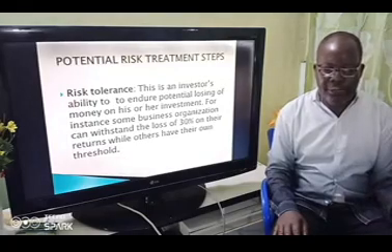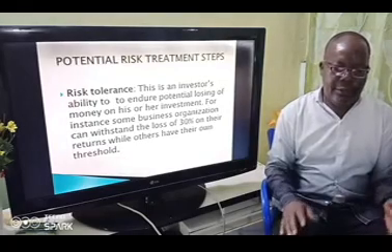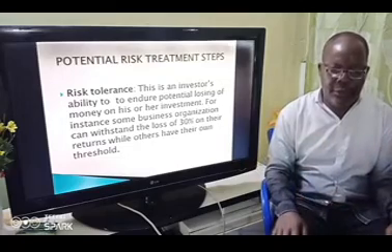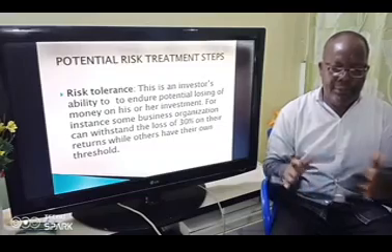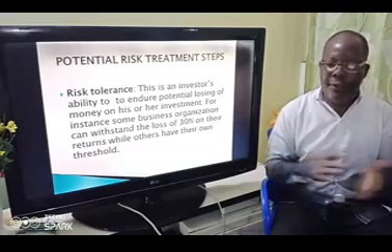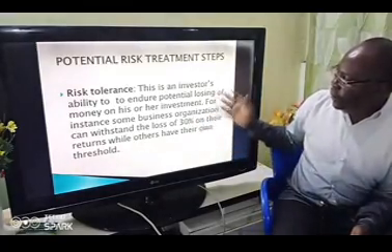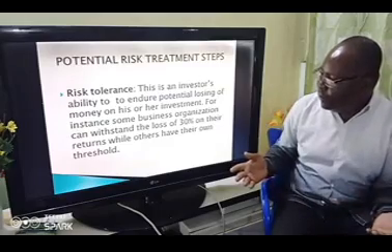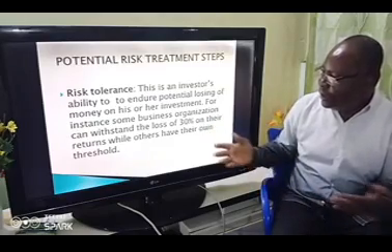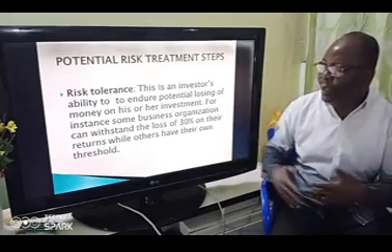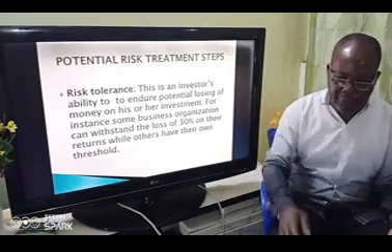The next is risk tolerance. This is an investor's ability to endure potential loss of money on his investment or business. For example, some businesses may have 30%. When they lose about 30% on their investment, it's nothing to them. But every business has its own threshold. Some may have 10%, others may have 5%, and so on and so forth.